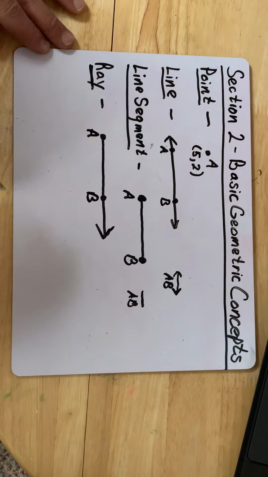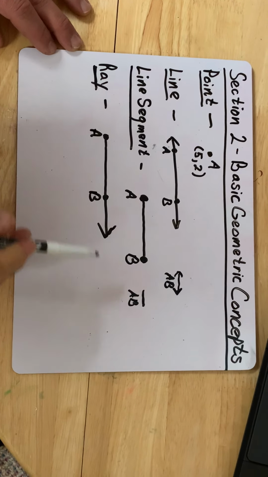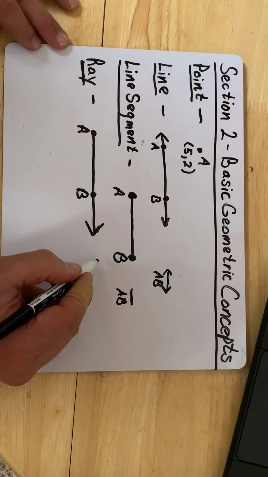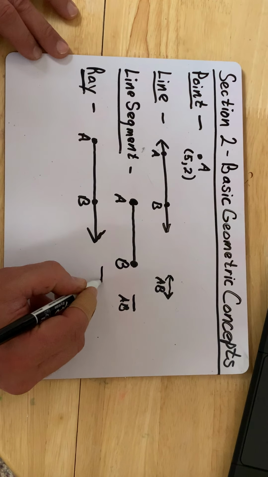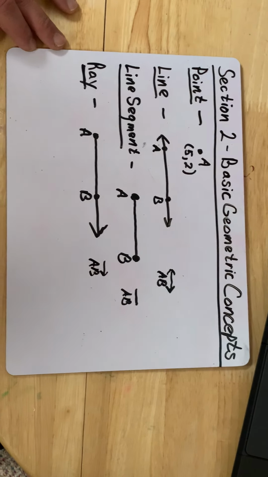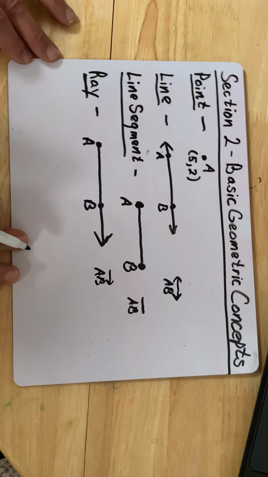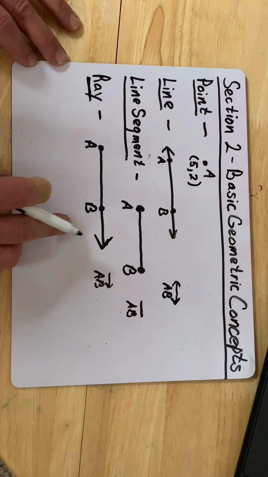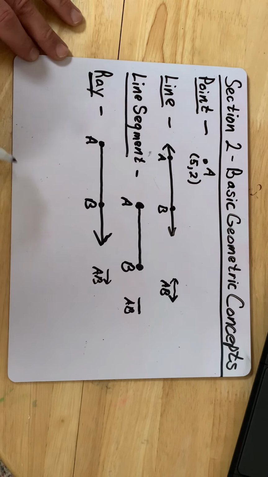Now the arrow can go in either direction. It doesn't have to go left to right. And how would we label this? We would use a little arrow for ray, and if you wrote it in a sentence, that's how you would say ray AB. A ray has one endpoint, and then it goes into infinity in one direction instead of two directions.